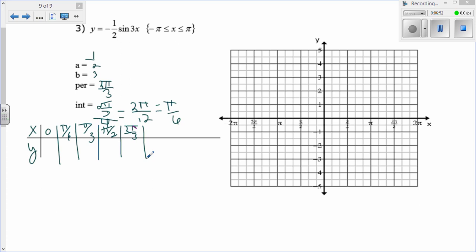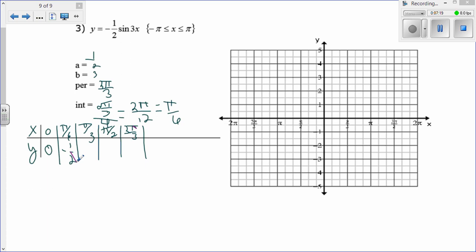So I need to substitute in 0. 0 times 3 is 0. The sine of 0 is 0. Times negative 1/2 is still 0. Pi over 6 is 30 degrees. 3 times 30 is 90. The sine of 90 is 1, times the negative 1/2 is negative 1/2.